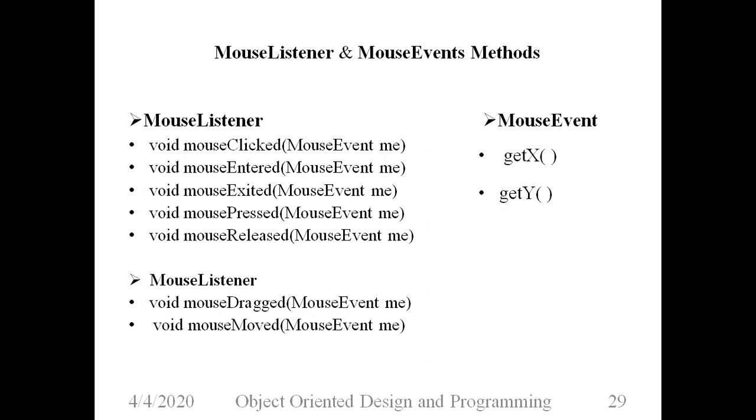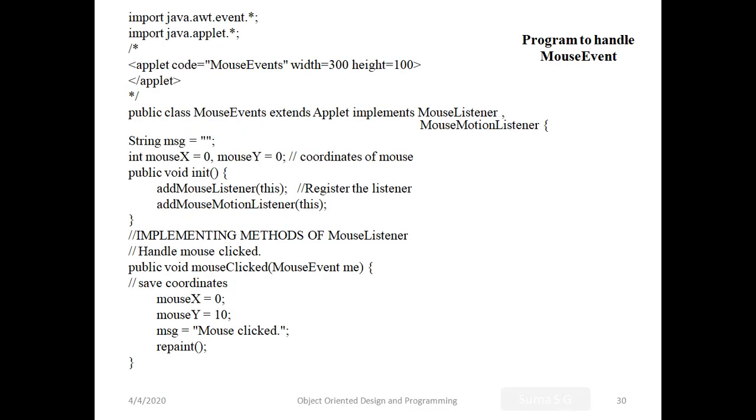And the second listener is mouse motion listener. It is written as mouse listener, but it is mouse motion listener, inside which there are 2 methods: mouse dragged and mouse moved. So this is how you write the program to handle the mouse event. You have to give the implementation for both the listeners in your program.